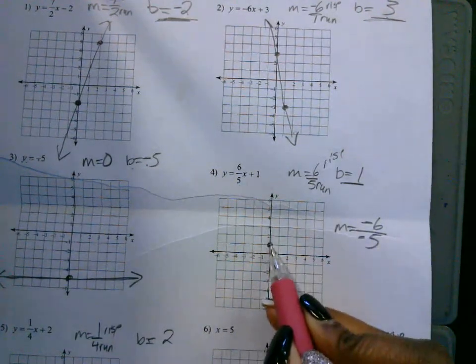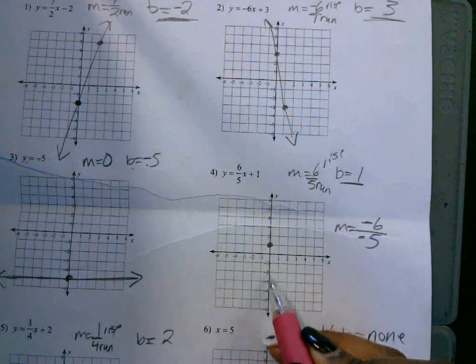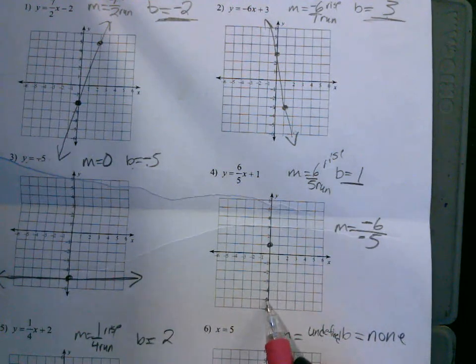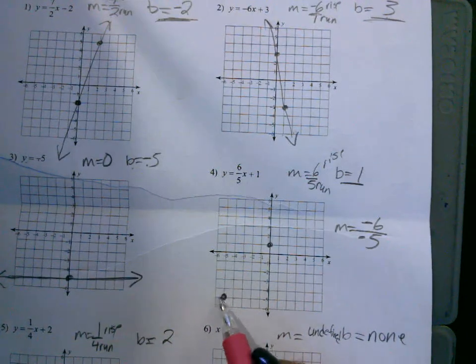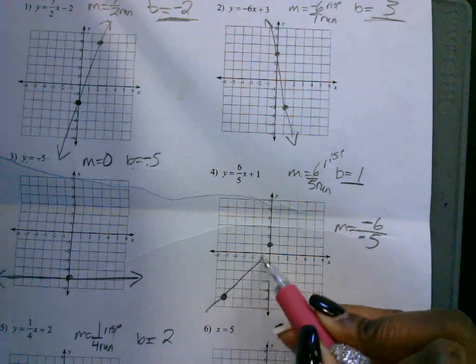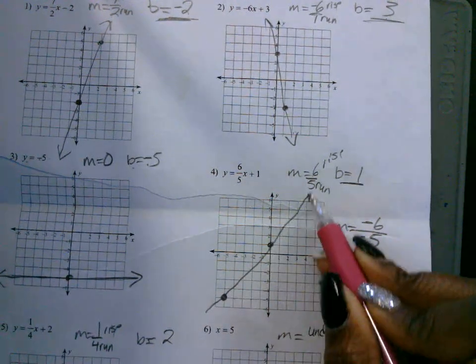So let's go completely backwards. Instead of going up 6, let's go down. 1, 2, 3, 4, 5, 6. Instead of going to the right 5, go to the left. 1, 2, 3, 4, 5. And this is your line. When you don't have enough space, go in the opposite direction.